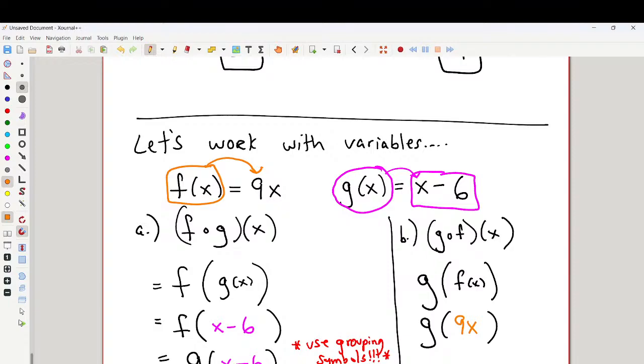So we give it to G. And as I said, use grouping symbols. Even if, well, I'll just do it always. So G says, okay, whatever you give me, I'm going to subtract 6 from it. So we're giving it 9x. And then subtracting 6, right? It's the way I read this. It says, G says, whatever you give me, I'm subtracting 6 from it. 9x minus 6. The only thing that really cleans up here is just get rid of those grouping symbols.